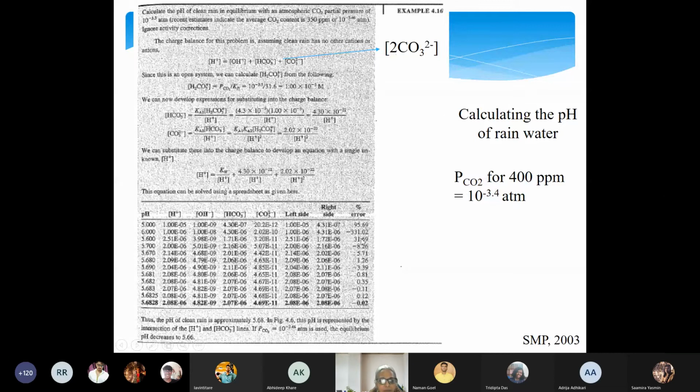So you want to minimize the error, and as long as it's less than, in this case, 1%, it's far less than 1%, yes. And that's the solution. So it's 5.6 for 350 ppm. How much difference will it make if the concentration is 400 ppm and then let's say 500 ppm? How much pH decrease will happen? And what is the consequence of decreasing pH?